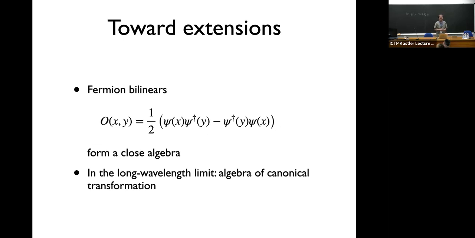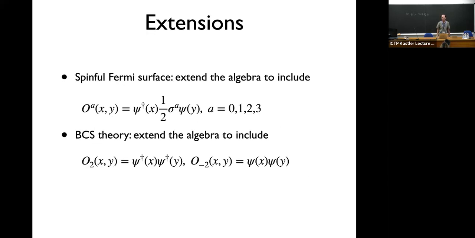Okay, so I have a few minutes left. Let me mention some possible extensions of this formalism. One thing that one can notice is that the fermion bilinears in a theory of fermions form a closed algebra, and in the long wavelength limit, that closed algebra is actually the algebra of canonical transformations. That means we can extend the theory to include, for example, a spinful Fermi surface. We need to extend the algebra to include not only psi dagger psi, but psi dagger sigma^a psi, where sigma is a spin matrix, a Pauli matrix. We can also extend the theory to include the BCS order parameter by extending the algebra of canonical transformations to an algebra that contains psi psi and psi dagger psi dagger operators. This would still be a closed algebra.